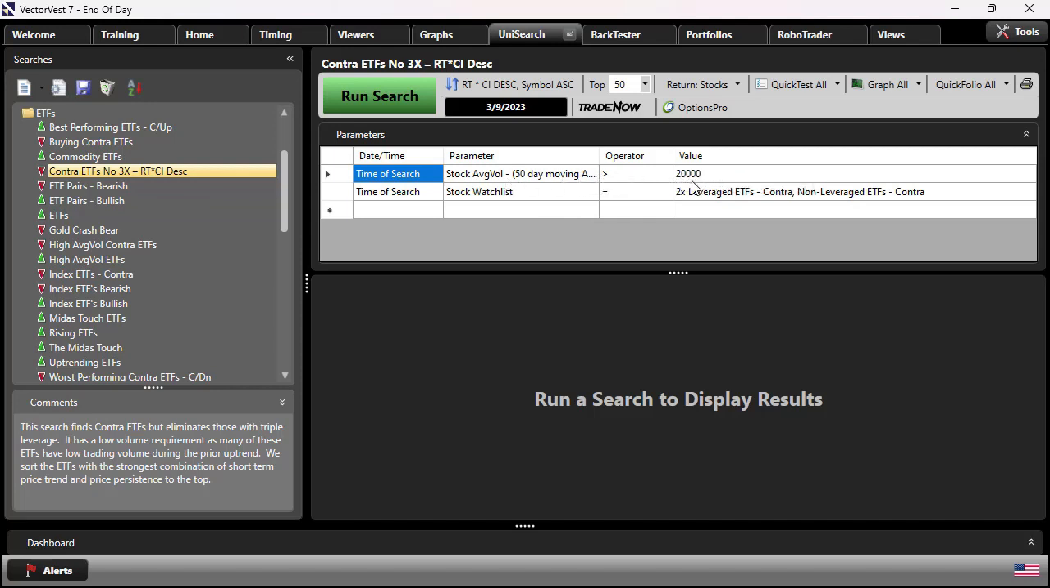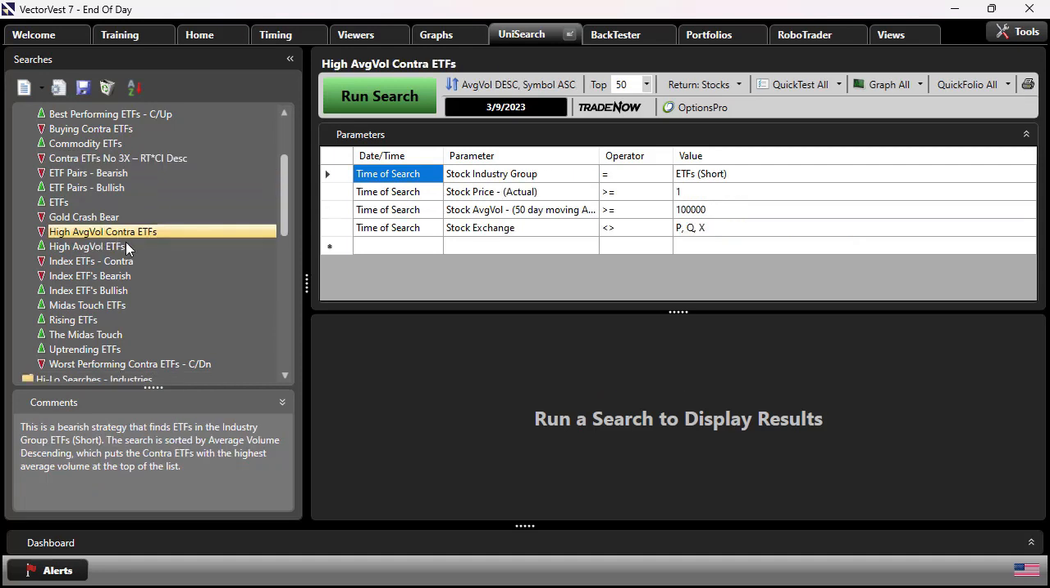looks for stocks that have average volume above 20,000 shares, so a much smaller average volume number, and they are either 2X or 1X Contra ETFs. In other words, we've eliminated the 3x leveraged, and we're sorting them RT times CI descending, so the strongest combination of uptrend and persistence of trend come to the top of the list. But now we're using that watch list filter to be more selective in the stocks that are coming back.